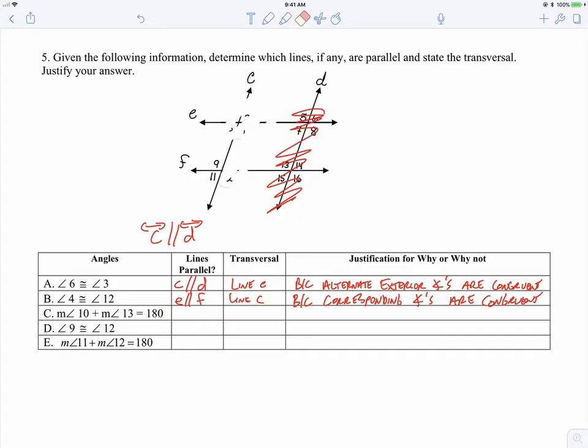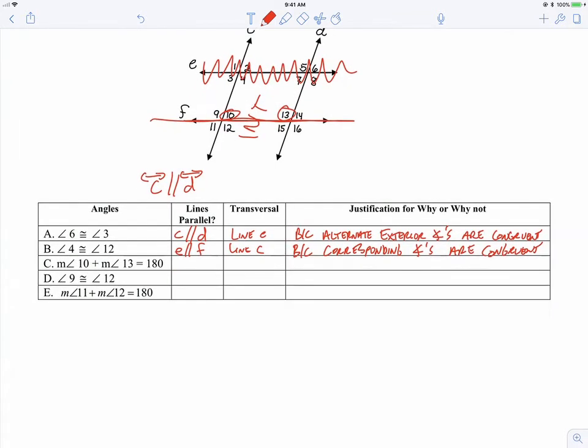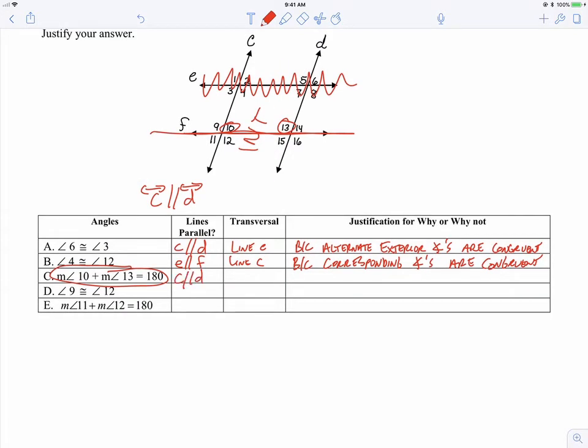On the next one, 10 and 13 are these guys here. So that means we don't have anything to do with this stuff. So it looks like this is the interior of the two lines. 10 and 13 are on the interior and they're on the same side of the transversal. They're both above the transversal. So same side interior are supposed to be supplementary, and that's what it says. So that makes the lines parallel. Which lines are parallel? Line C is parallel to line D. The transversal is line F. They're parallel because same side interior angles are supplementary.